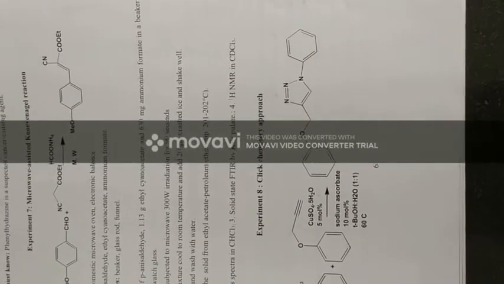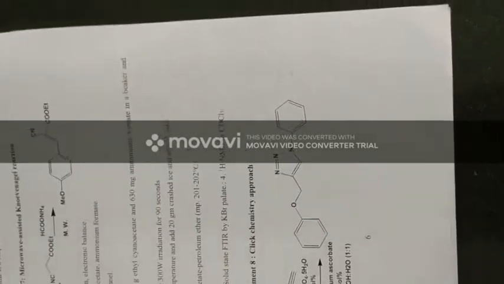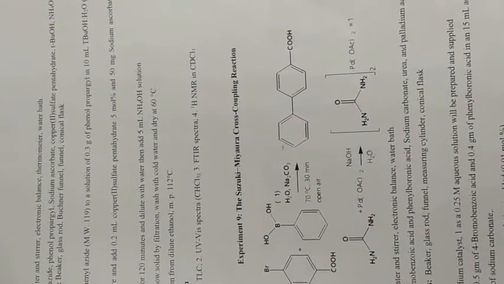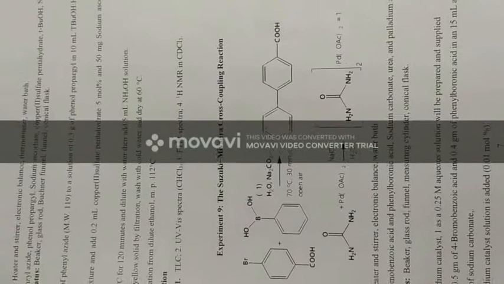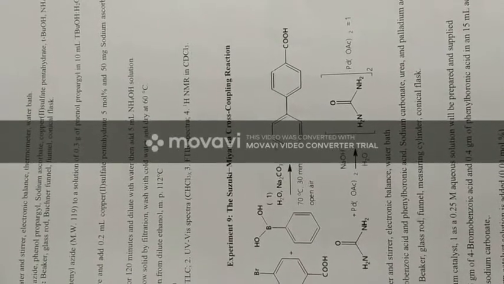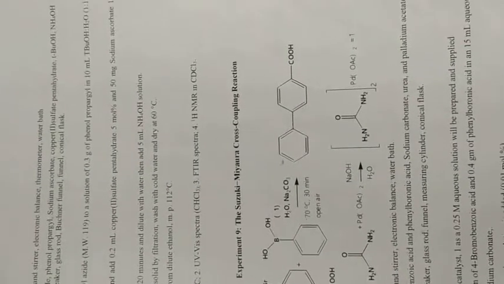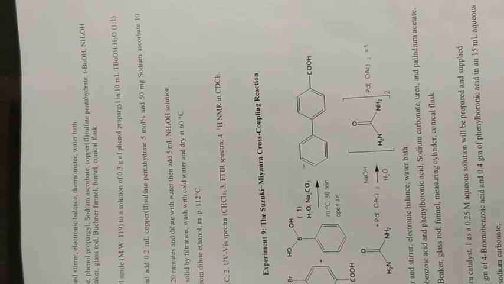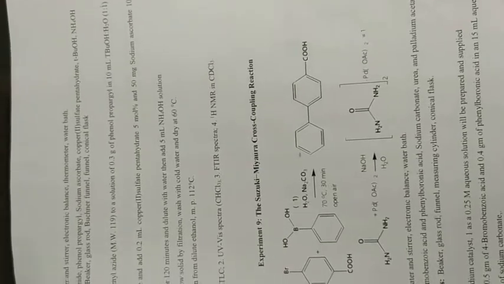For this reaction, the reagents we need are benzyl azide, which we have to synthesize in the lab. We have already synthesized benzyl azide last night for this purpose. And then we need phenol propargyl, that is the carbon-carbon triple bond, and sodium ascorbate, copper sulfate pentahydrate, tertiary butanol, and ammonium hydroxide.